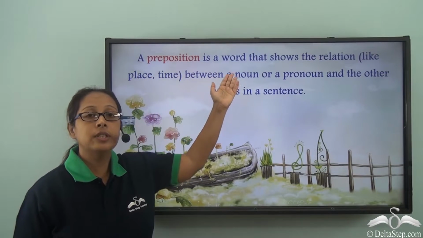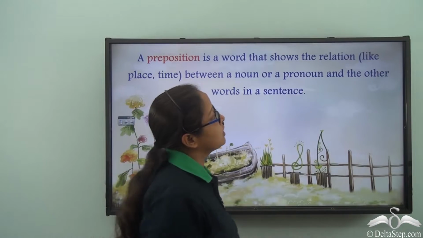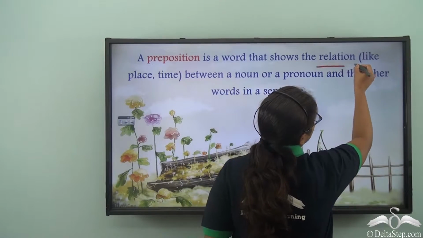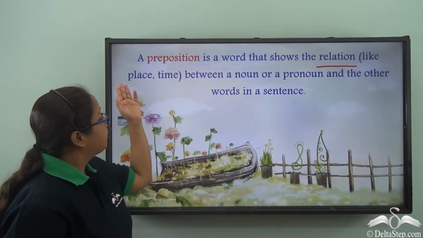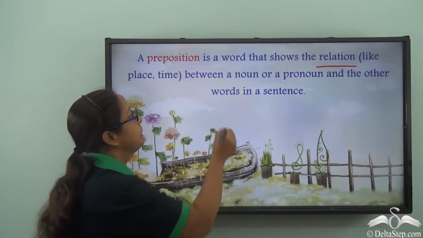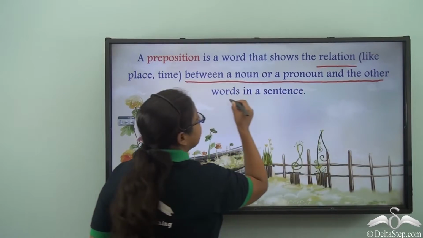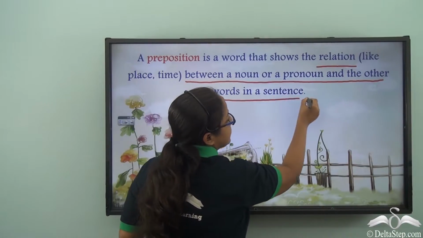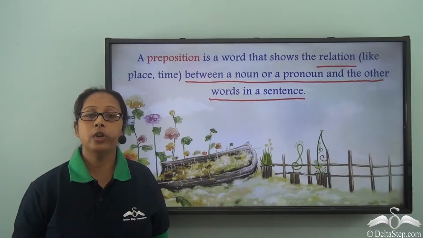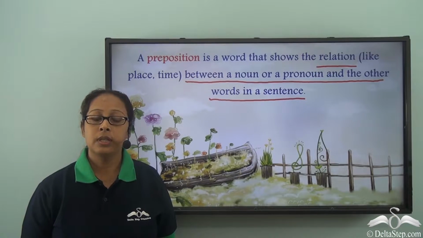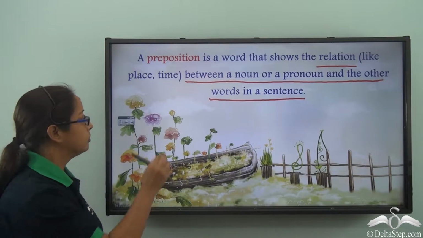A preposition is a word that shows the relation like place, time between a noun or a pronoun and the other words in a sentence. And today we are going to learn some more prepositions. Let's check it out.